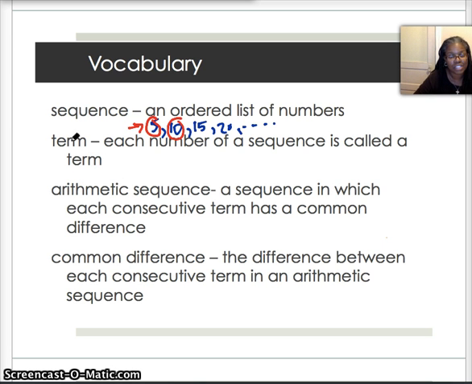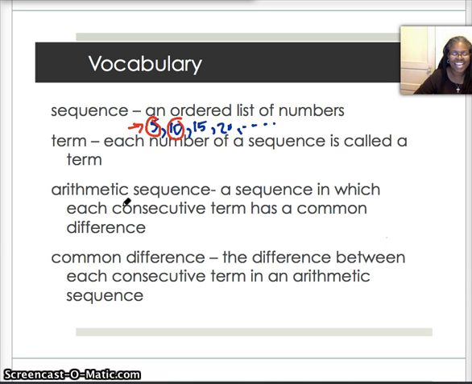The next thing I want to discuss is the word term. Each number of the sequence is called a term, and each term is numbered. So in a sense, they're called by their ordinal numbers, like first, second, third, but we'll call it the first term, second term, 1, 2, 3, 4.